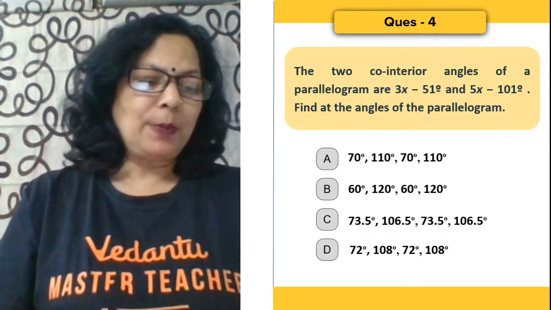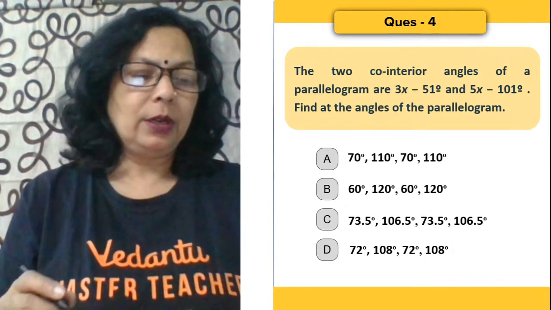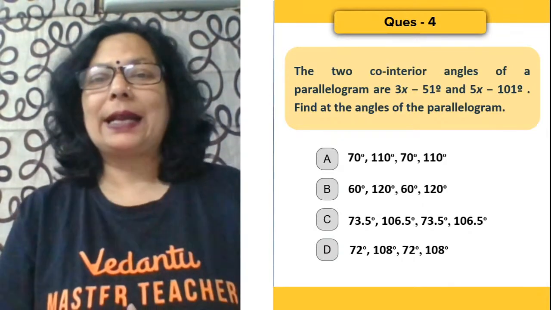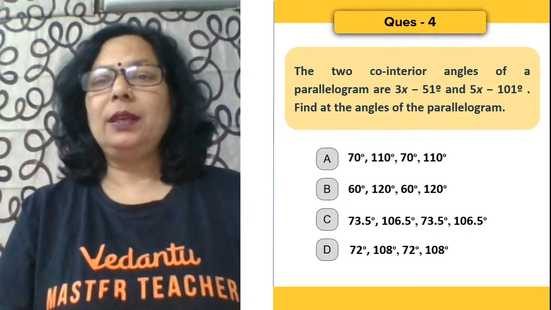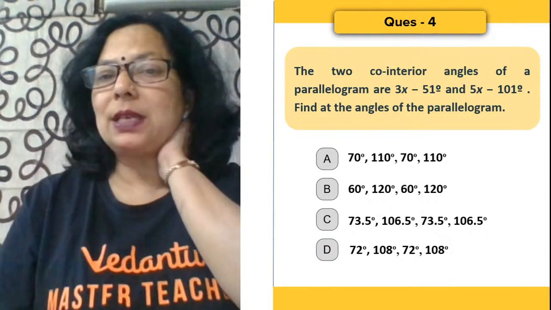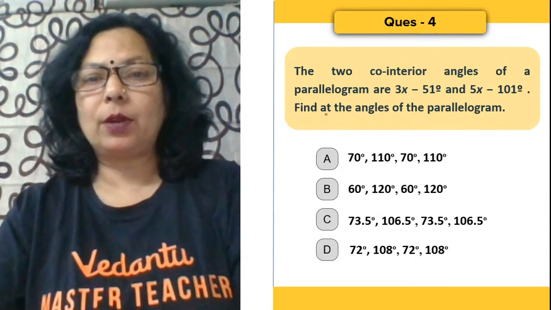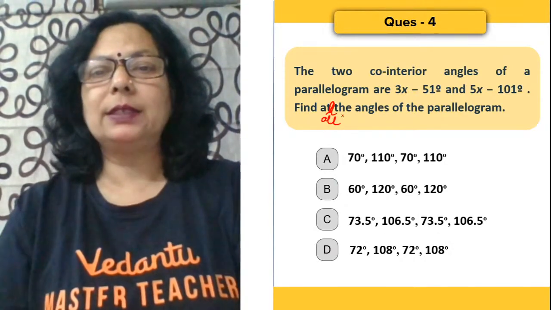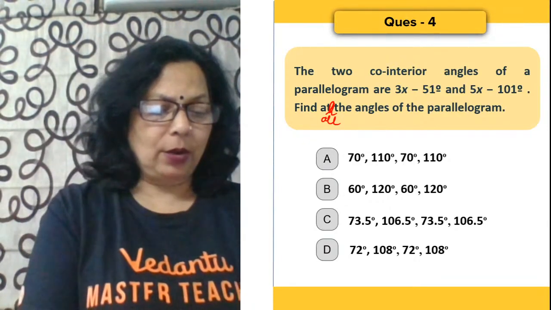Okay, next question is: the two co-interior angles of a parallelogram are 3x minus 51 and 5x minus 101 degrees. Find all the angles of the parallelogram. Find all the angles of the parallelogram. Come on.